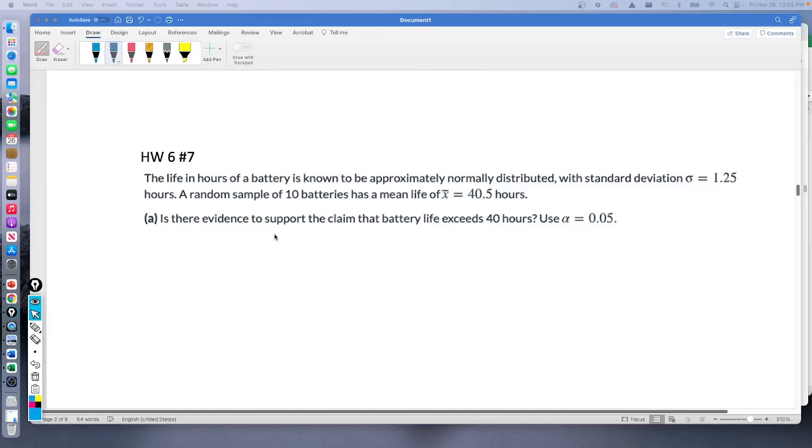And again, what we do here is we want to set up sort of the 7 steps. So we'll start with, what's the first thing? What is the parameter of interest? Well, it's the mean battery life.